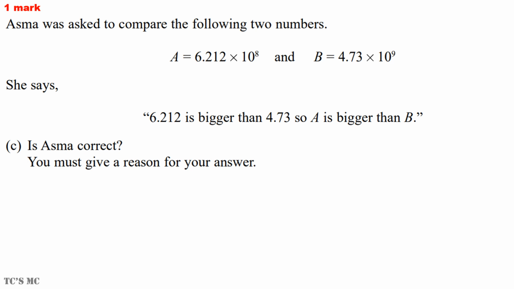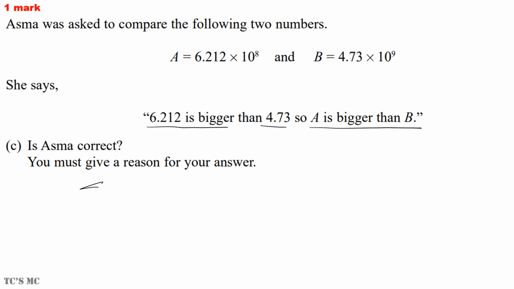Asma was asked to compare the following two numbers. A equals 6.212 times 10 to the 8, and B is equal to 4.73 times 10 to the 9. She says 6.2 is bigger than 4.73, so A is bigger than B. Is Asma correct? You must give a reason for your answer.